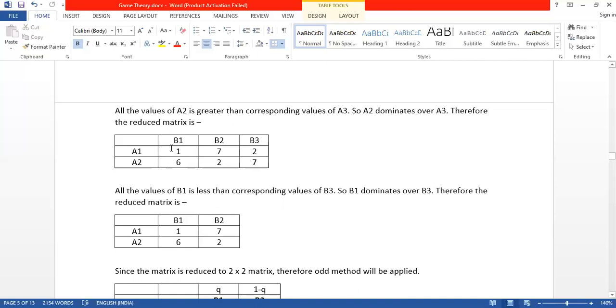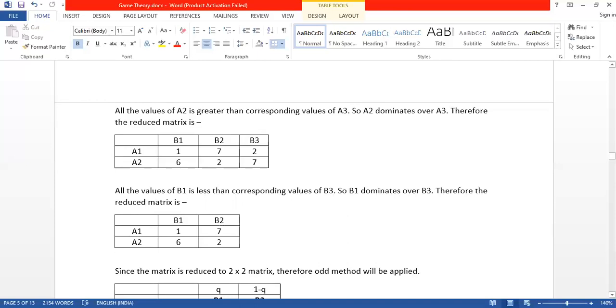Here, all the values of B1 are less than the corresponding values of B3. So B1 dominates over B3. Now, since B1 dominates over B3, therefore we don't require B3. Therefore, the reduced matrix is, see, this reduced matrix does not have B3 now.